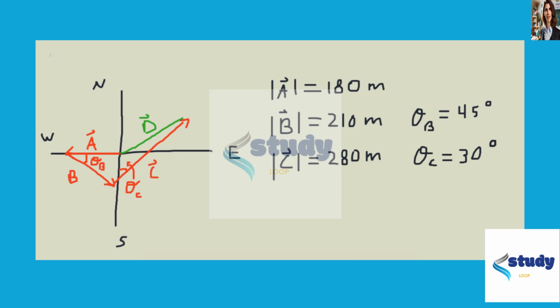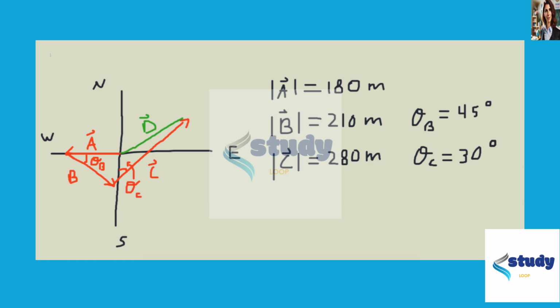Then it says that she travels 210 meters in the direction 45 degrees east of south. And so she travels the vector B next at an angle theta sub B, which is equal to 45 degrees, right? And then we're told that she travels 280 meters, which is vector C, at an angle that is 30 degrees east of north. So theta C there would be 30 degrees.